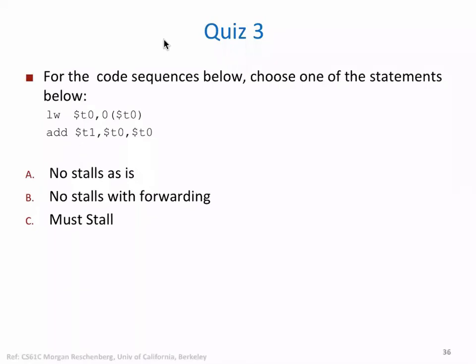And here, this example we have already done, a load followed by a register operation, and we cannot do anything, but we'll have to stall. So we will stall the pipeline.